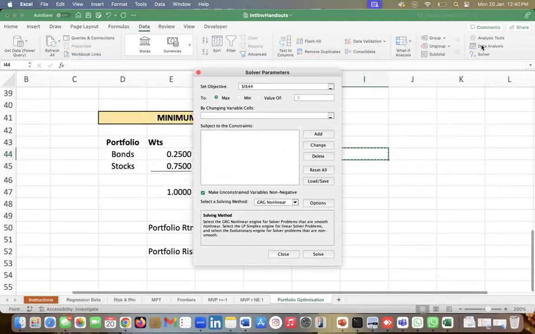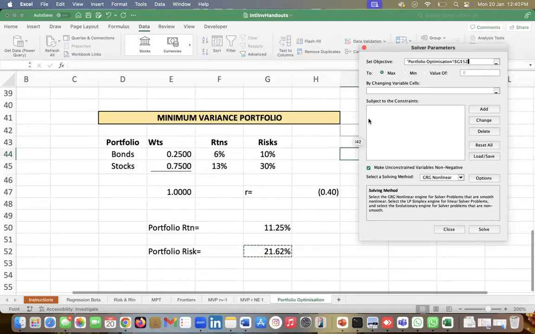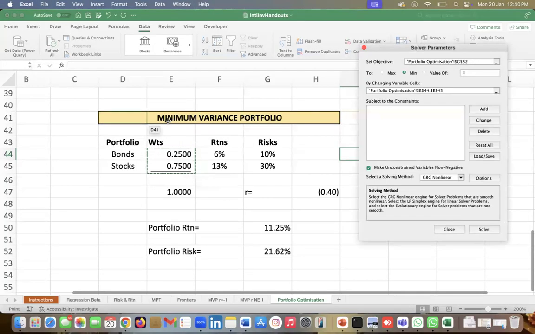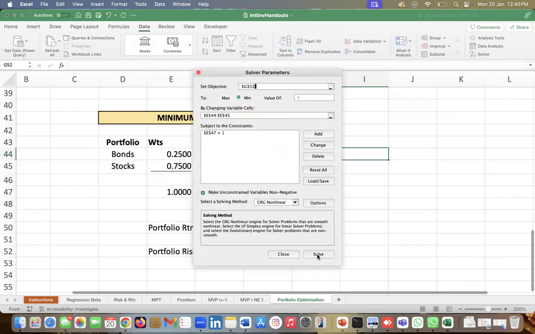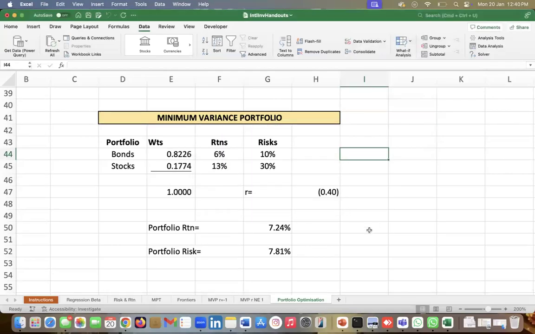And what will be my objective? First objective in minimum variance portfolio is to minimize the risk. So I set my objective as risk, set it to minimum by changing my cells, which is the weights of the bonds and the stocks, subject to the constraint that the sum of the weights should be equal to 1. And I press OK and I solve it. So this is what I get as my minimum variance portfolio.